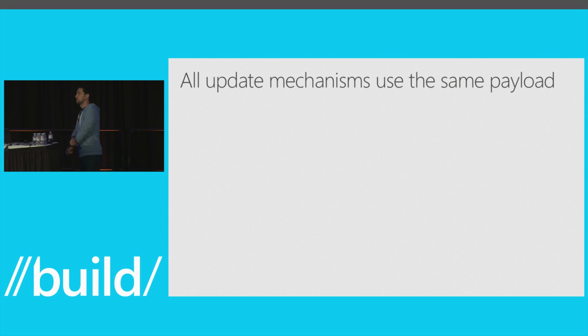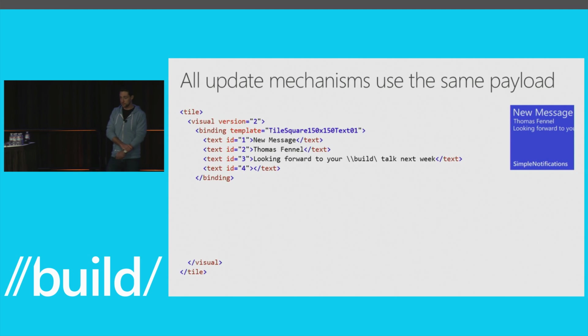All of those mechanisms use the exact same payload to lay out your tile. And this is what that XML looks like. It's super simple. So if you want to do a medium tile that looks like that, you specify a tile with a visual element, and then there you have a binding for the template that you chose from our tile template catalog. This is tile square 150 by 150 text 01.